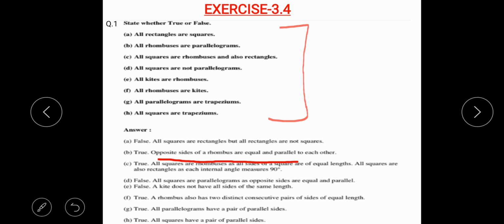And the next one, all squares are rhombuses and also rectangles. Yes, because all squares are rhombuses as all sides of a square are equal in length, and all squares are also rectangles as each of the internal angles is 90 degrees.